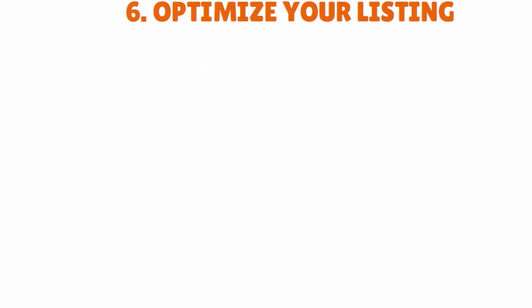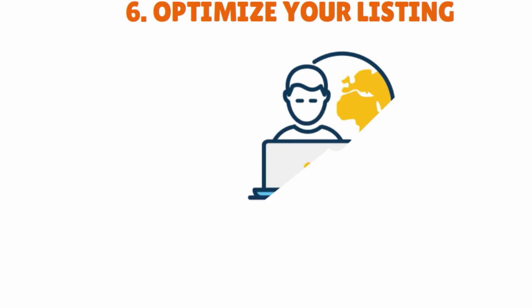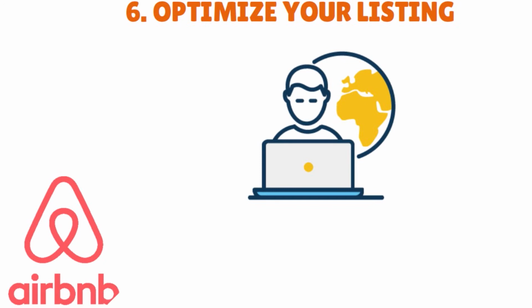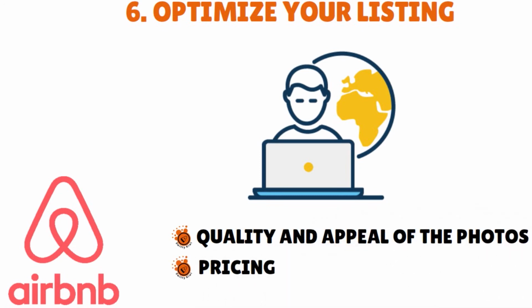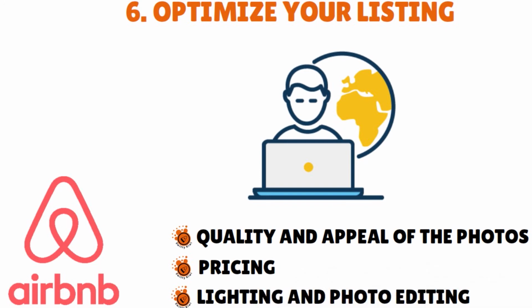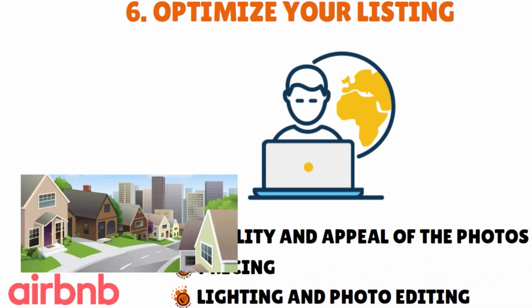You want to optimize your listing, very important, right? Every profile has a rank on those platforms, and that rank is determined by internal algorithms only known to the platform owners. This is kind of similar to Google search results. There are a lot of criteria that go into making the algorithm work for you. You can glean more tips from Airbnb or Vrbo in the FAQ section, and you have to think about the keywords. You have to think about the quality and appeal of the photos, the pricing, the lighting and the photo editing, and the neighborhood.